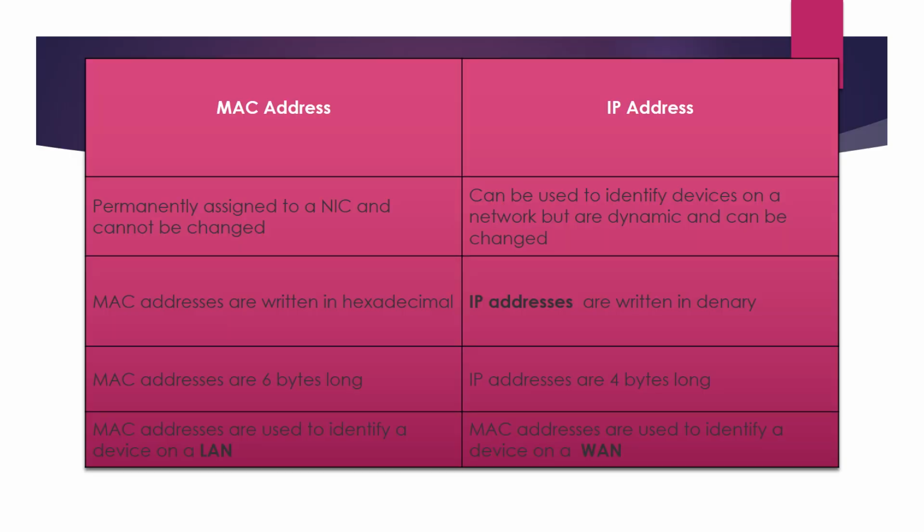So there are some differences between a MAC address and an IP address. A MAC address is permanently assigned to a NIC and cannot be changed, whereas an IP address can also be used to identify devices on a network but is dynamic and can be changed. MAC addresses are written in hexadecimal. On the other hand, IP addresses are written in denary. MAC addresses are 6 bytes long. IP addresses are 4 bytes long. MAC addresses are used to identify a device on a LAN. On the other hand, IP addresses are used to identify a device on the internet.